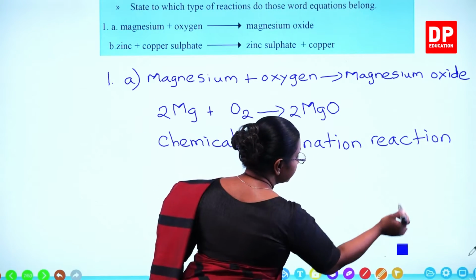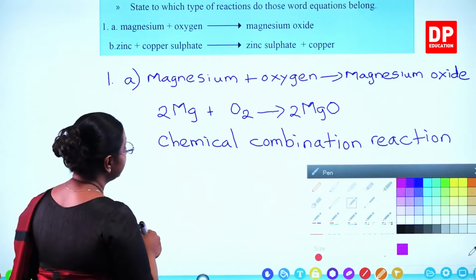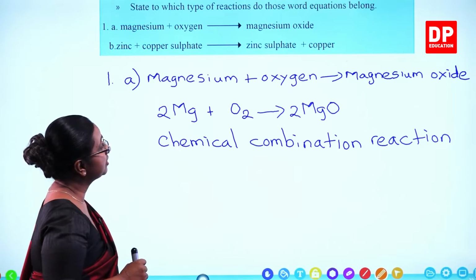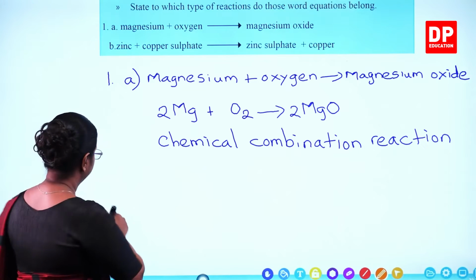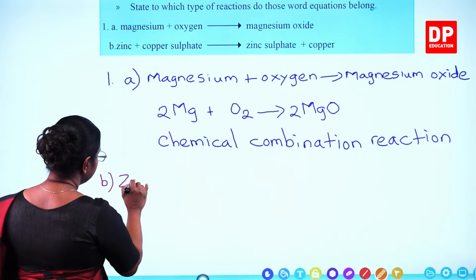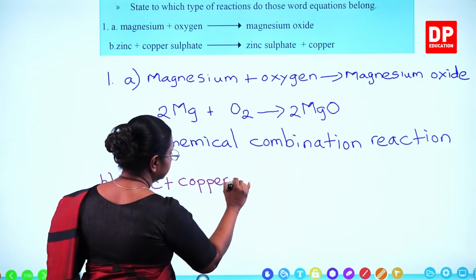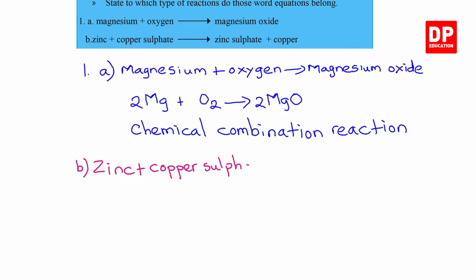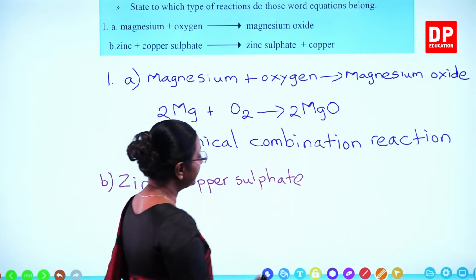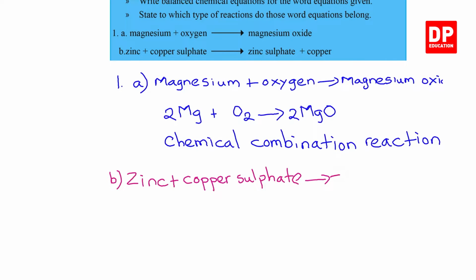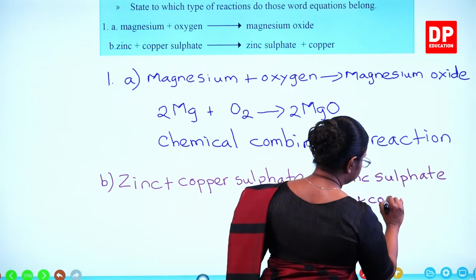Then we have the second reaction. What is it? Zinc and copper sulfate giving rise to zinc sulfate and copper. So B, zinc plus copper sulfate. You all know this, students, when there are 2 parts of the name, you need to have a space in between. Copper sulfate giving rise to zinc sulfate plus copper.